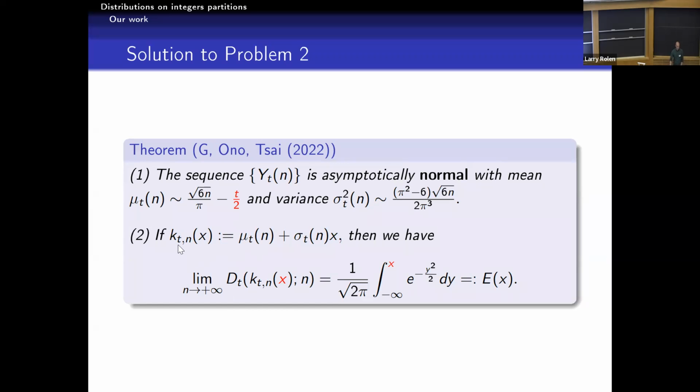If we let k be the mean plus x times the standard deviation, the square root of the variance, that's going to center us right on the peak of the distribution, and then we'll look at how far to either side of that we go. Here we get the standard normal cumulative distribution function.